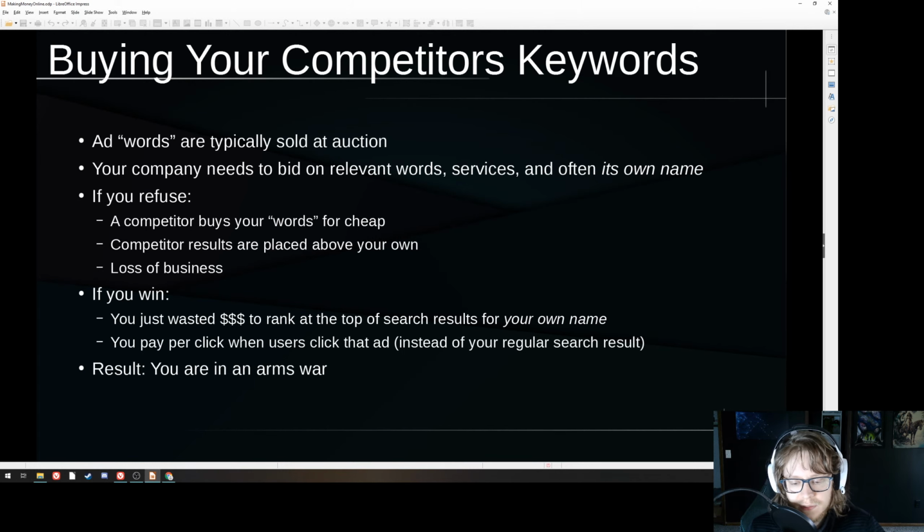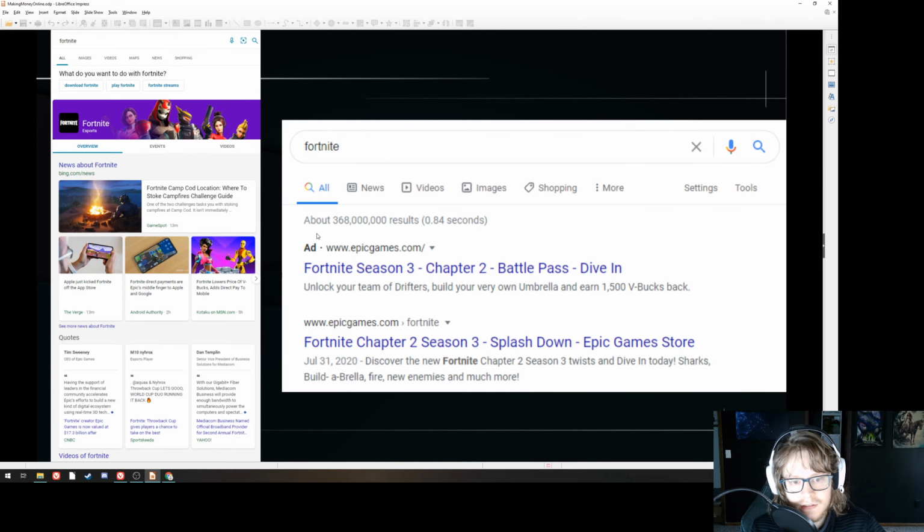If you win the bid, if you buy your own name, then all you've done is wasted money to rank at the top of search results for your own name. You've gained nothing at that point. And now, if people click, the only difference between people clicking this top one and the second one is that if you click the top one, Epic Games loses 30, 50 cents, whatever they pay per click on this advertisement. If you click this one, it's free.